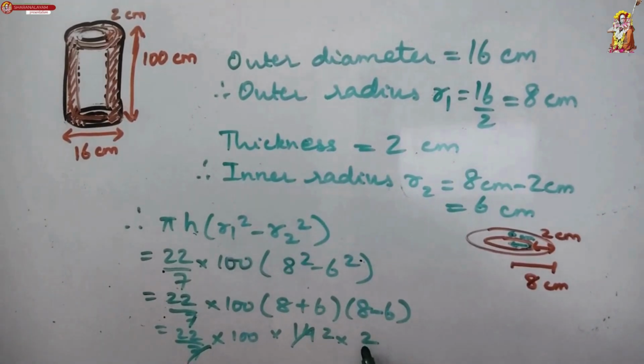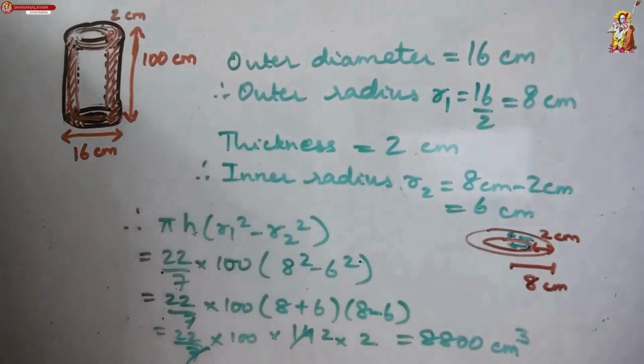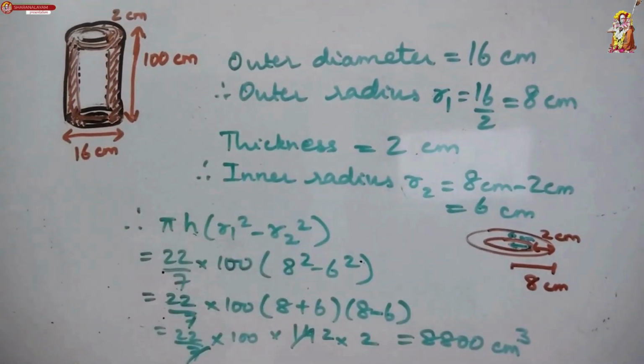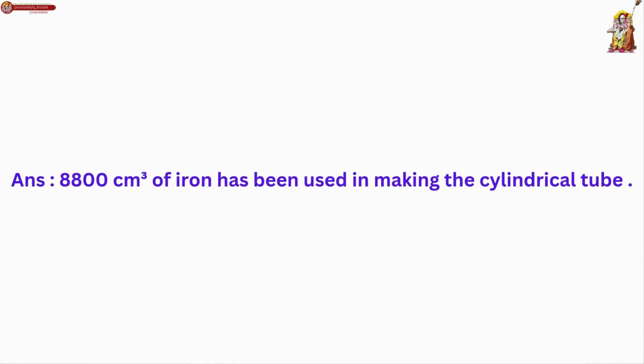Multiplied by 4, 8800. So that gives you 8800 centimeters cube. So the answer will be 8800 centimeter cube of iron has been used in making the cylindrical tube.